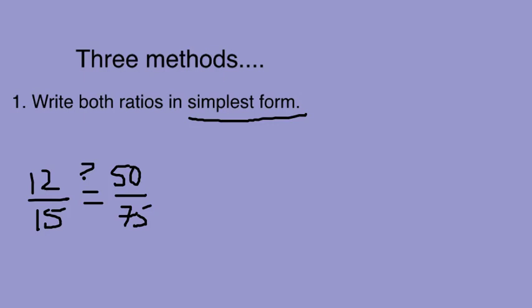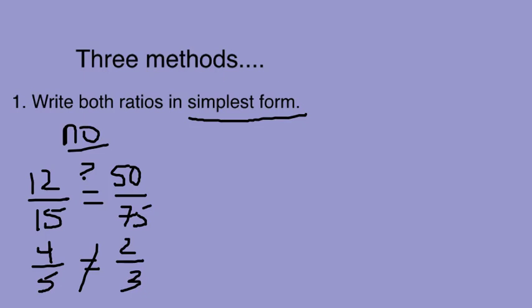So I know 12 and 15 have a common factor of 3. So I'm going to divide both of those by 3 and get 4/5. And then I know that 50 and 75 have a common factor of 25. So if I divide both of those by 25, 50 divided by 25 is 2, and 75 divided by 25 is 3. So I look at what I have now, and does 4/5 equal 2/3? No. So I would say these are not proportional.